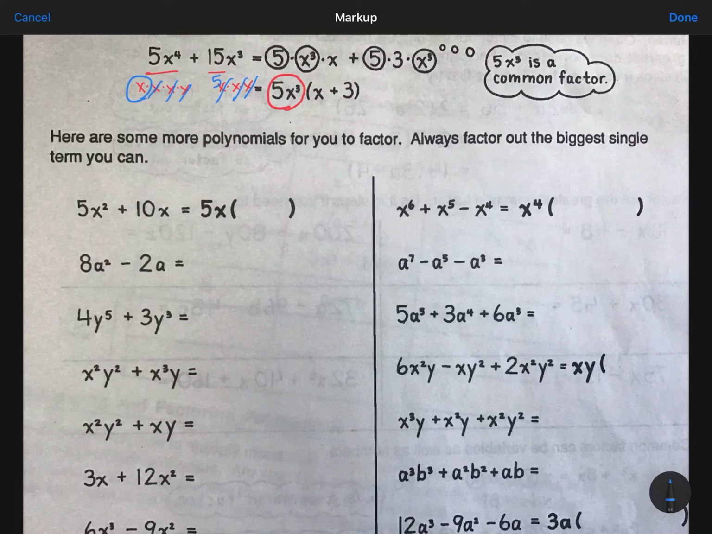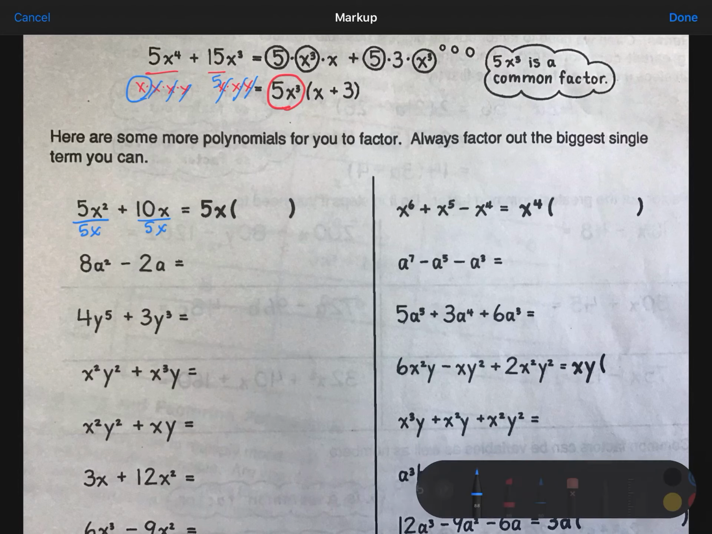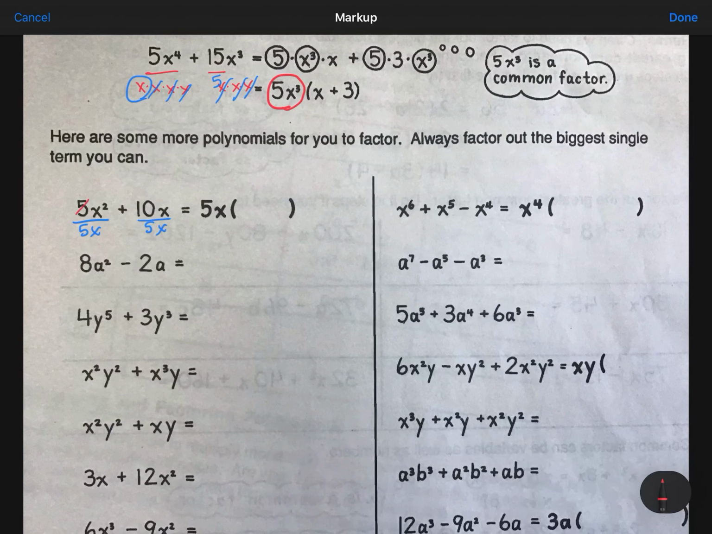So let's take a look at a few of the examples. I'll do them with you, and then you guys can do the rest for homework. So for the first one, they told you that the 5x can come out of both of these. And when you do that, your 5's go away here, and 1x goes away, right? So you're left with 1x there. Here, 5 goes away, this reduces to 2, and both of the x's go away, and you're left with 2.